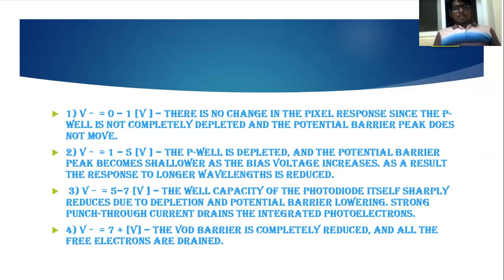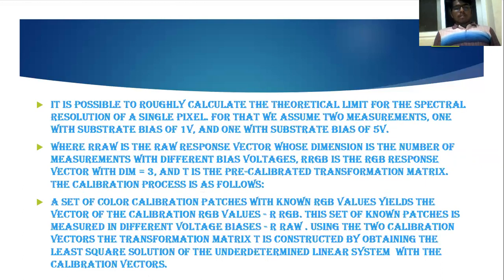Third, the well capacity of the photodiode itself can sharply reduce due to the reflection and the potential barrier lowering, which affects the current and the integrated photoelectrons. Fourth, the VOD barrier is completely reduced and all the free electrons are drained. It is possible to roughly calculate the theoretical limit for the spectral resolution and intensity using the measurements with the substrate bias of 1 volt and the one with the substrate bias of 5 volts.